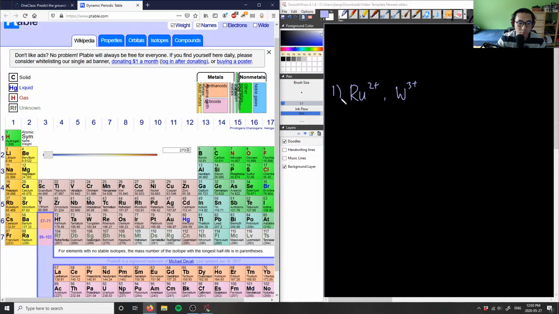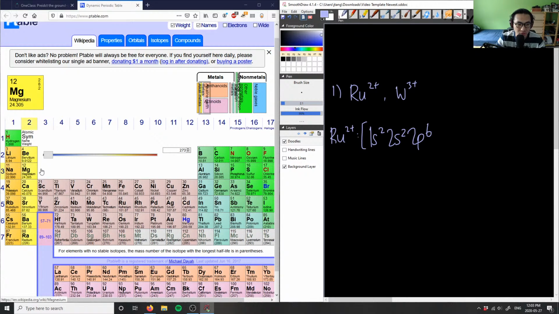So we have ruthenium 2+ here. If you look at the periodic table, ruthenium is in the metal section, and it's atomic number 44. So we can write the electron configuration for ruthenium first. I have 1s2 here. I also have 2s2, because those are these two electrons. 2p6 is this block over here. The noble gases are cut off, but it's 2p6 here. Then 3s2 and 3p6 for the third period.